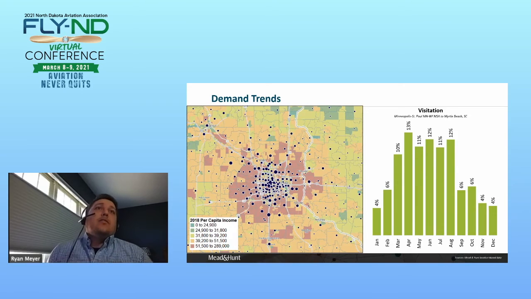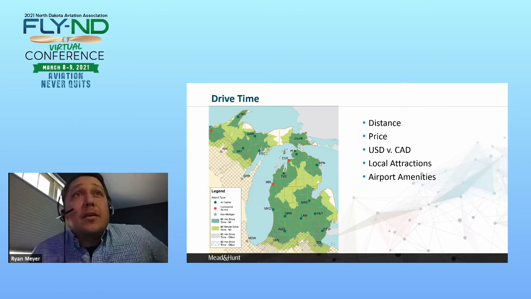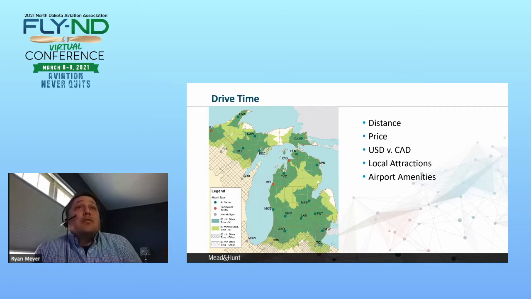And then, something that's pretty common to see would be the drive time: how far are people willing to drive? But then you can start to factor in additional pieces of this big data, like the price people are willing to pay. What's the Canadian dollar doing against the US? Are you going to start expecting a lot of people coming down to fly out of the US airport?